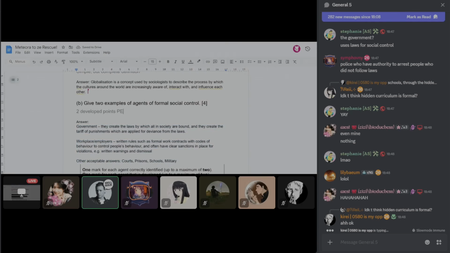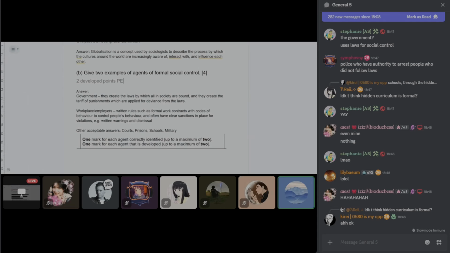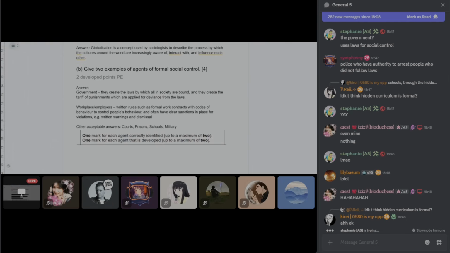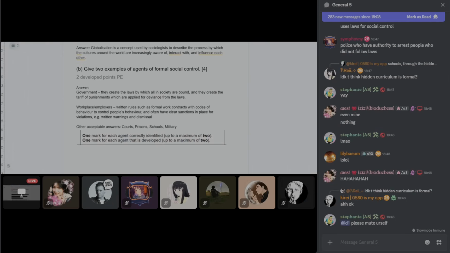Okay, my first answer is government. 1 point, I have already got 1 point there for identifying the agent. Now I'm going to explain it. They create the laws by which all people in society are bound, and they create the tariff of punishments which are applied for deviance from these laws.